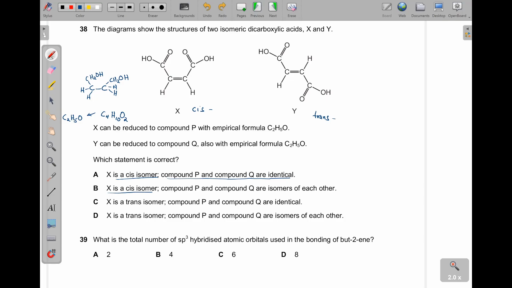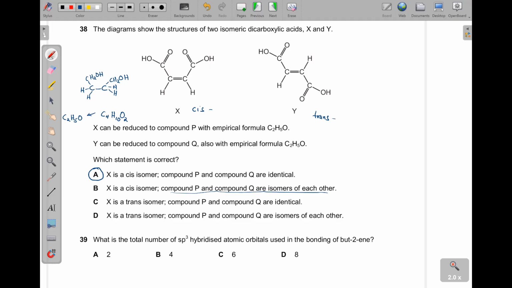They have the same molecular formula, but different arrangement of atoms in space. That is stereoisomerism. You see that? So our answer has to be A here. Okay? Has to be A. Compound P and Q are isomers of each other.